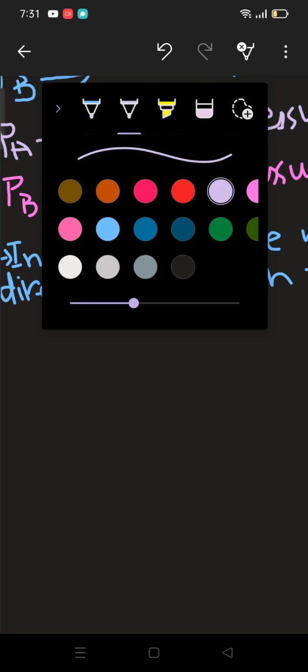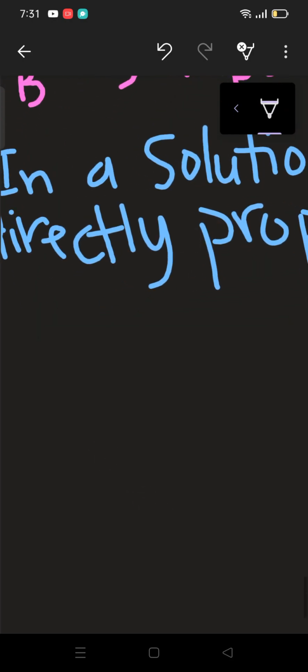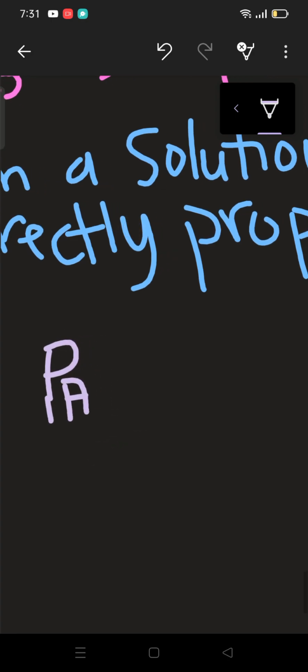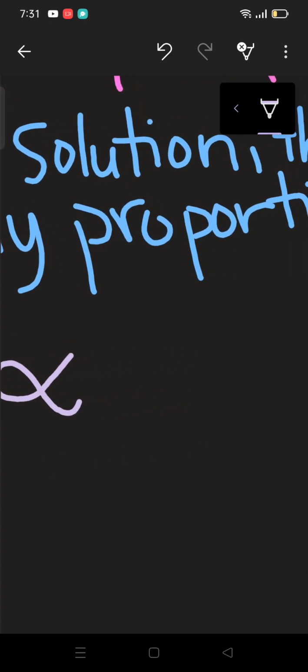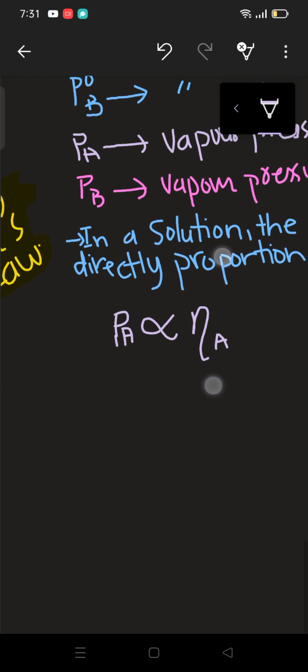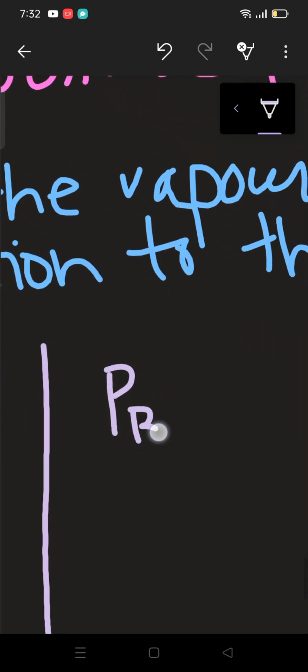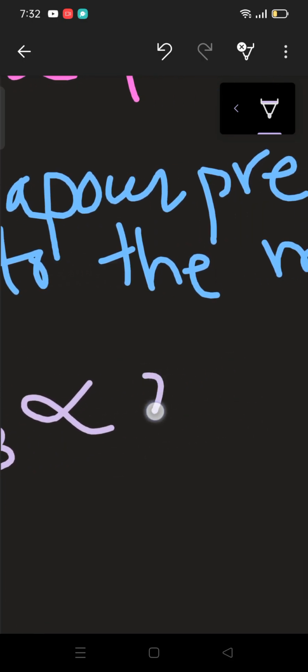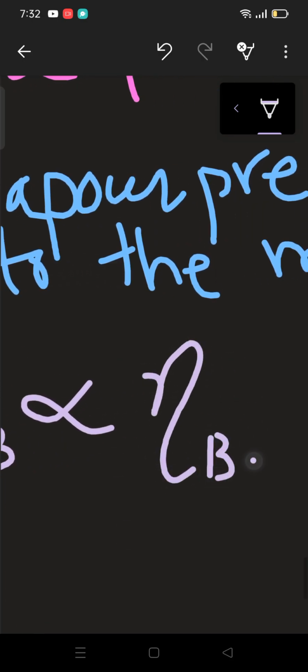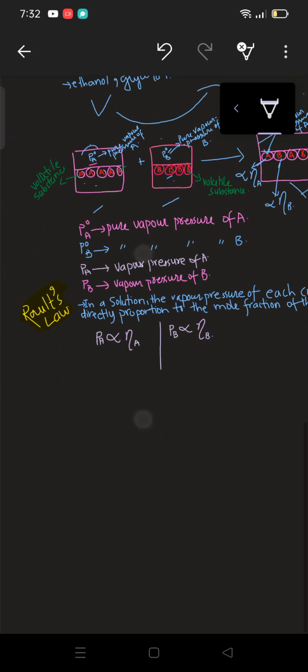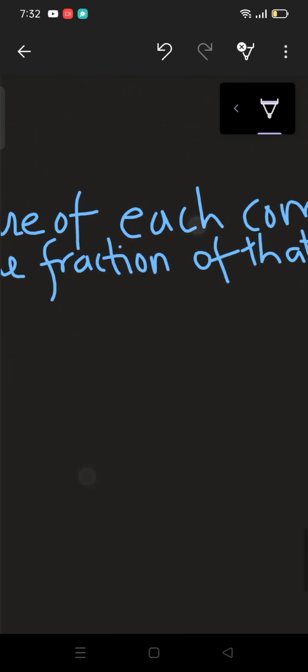Now see, if I need the partial vapor pressure PA, it is directly proportional to the mole fraction of A, right? And if I want the partial vapor pressure of B, it is directly proportional to the mole fraction of B, right? Now we must know what mole fraction is. I have already told you about mole fraction, what it is.